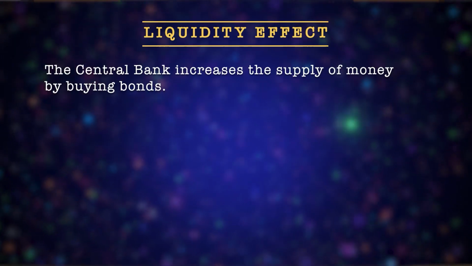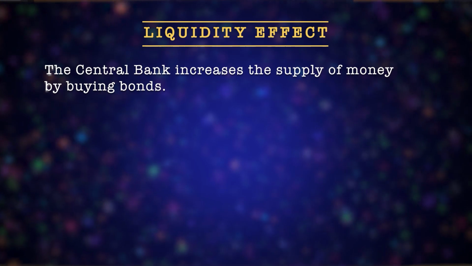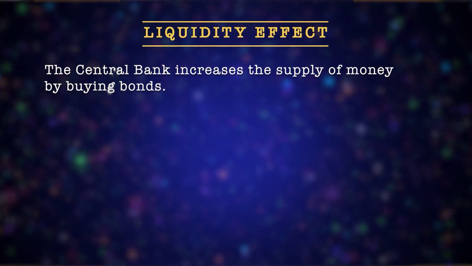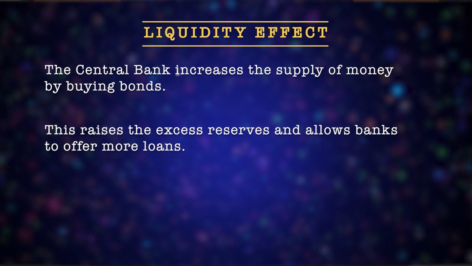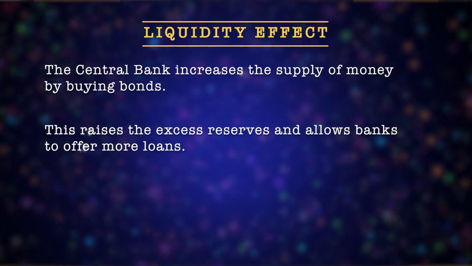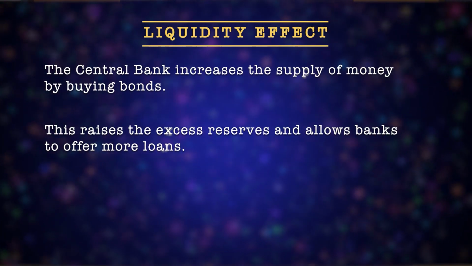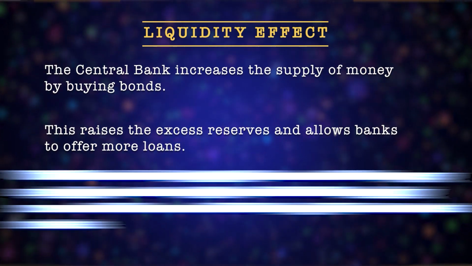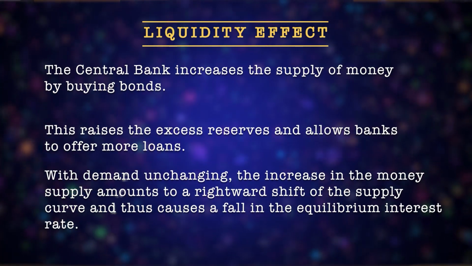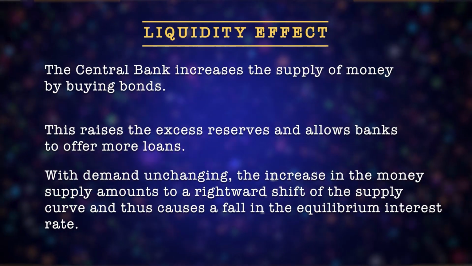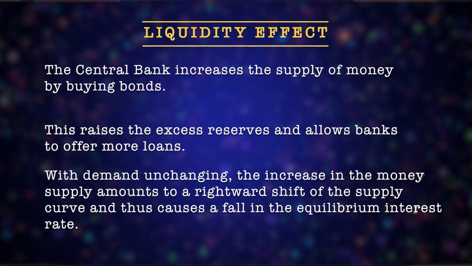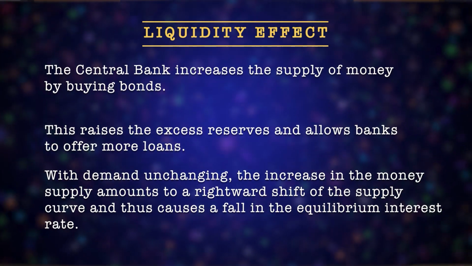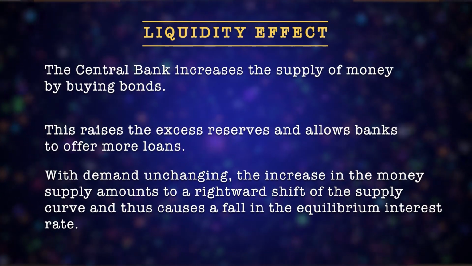If we try to explain it in some other way, we can say that the central bank can increase the supply of money by buying bonds, and this raises the excess reserves and allows the banks to offer more loans. So, when the demand is unchanging and there is an increase in the money supply, which amounts to a rightward shift of the supply curve, this will cause a fall in the equilibrium interest rate.